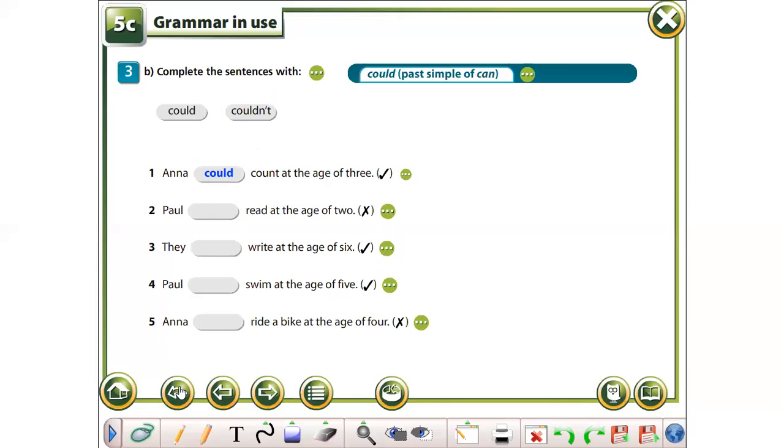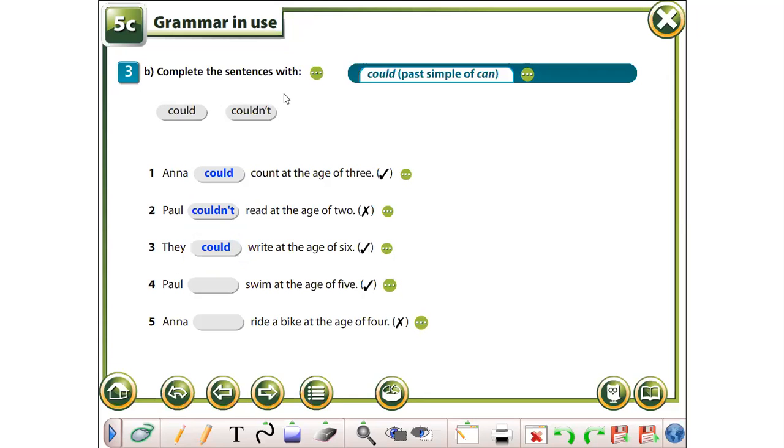All right. Number 2 says, Paul read at the age of 2. And then I have this. What do you think? Couldn't. Couldn't. Okay. They write at the age of 6. Could. They could write. Good.